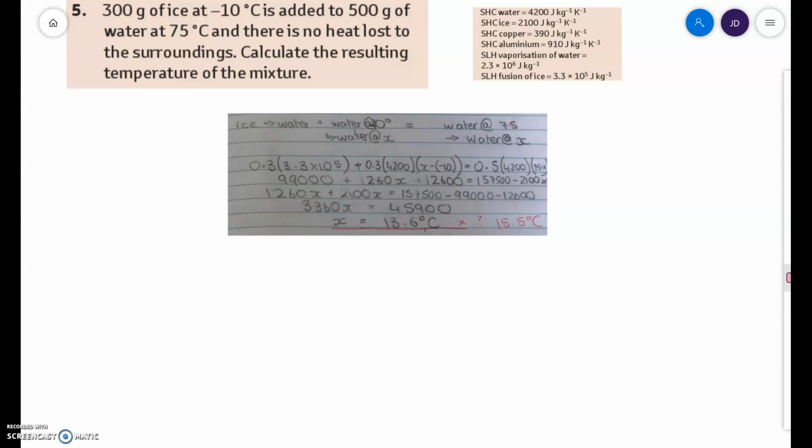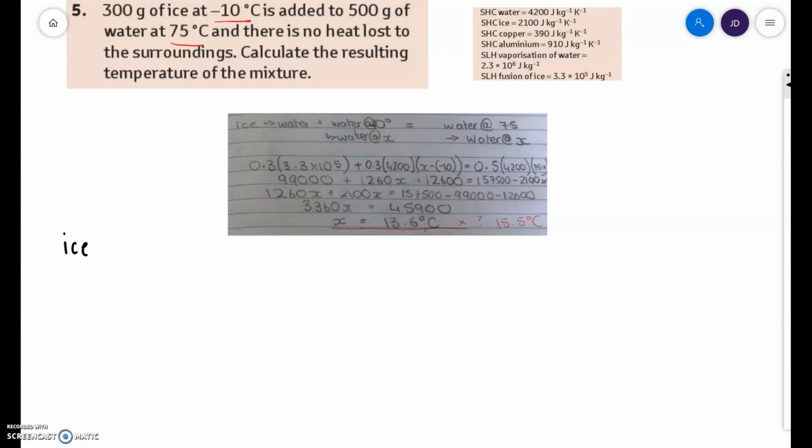Okay, so for question 5, what you need to be careful with is that you have to break this question up actually more, because when you read it, it's ice at -10, 5 grams of water at 75, and there is no loss to the surroundings. Calculate the resulting temperature of the mixture. Okay, so the problem with this question is that you can't change from ice to water unless the ice is at 0 degrees. So you need another step here.